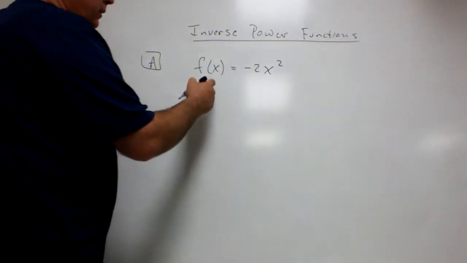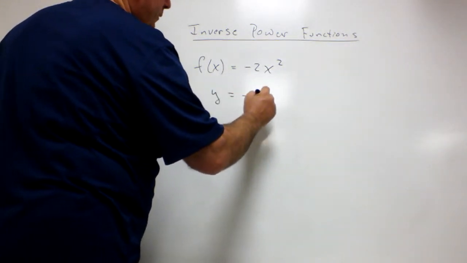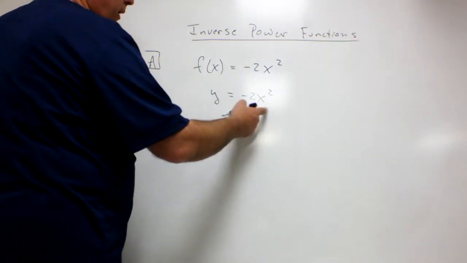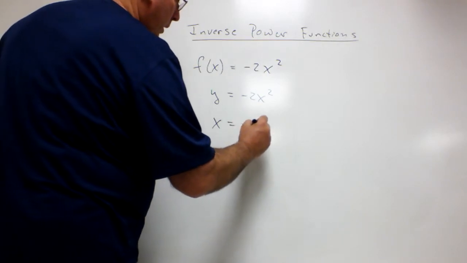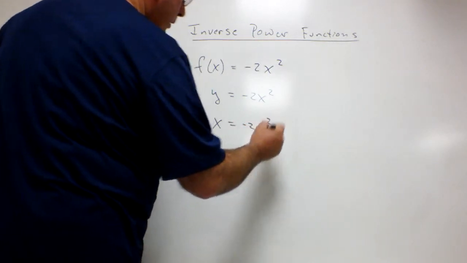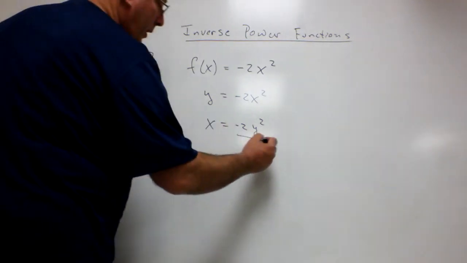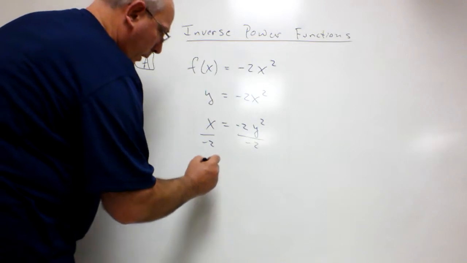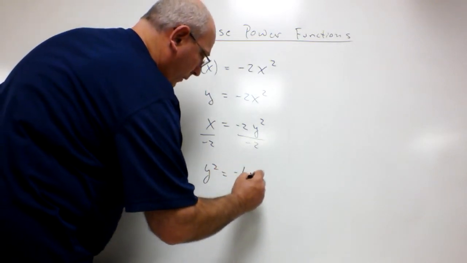To calculate the inverse, the first step is to let it equal y instead of the f of x function. And then we let x and y switch places, so x equals negative 2y squared, like that. Now we're going to divide by negative 2, and we get y squared equals negative 1/2 x.